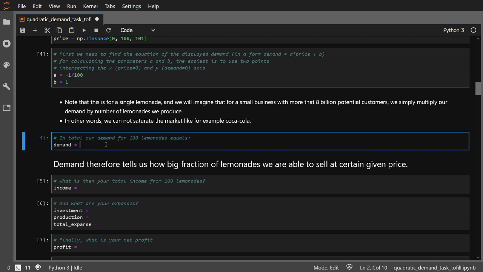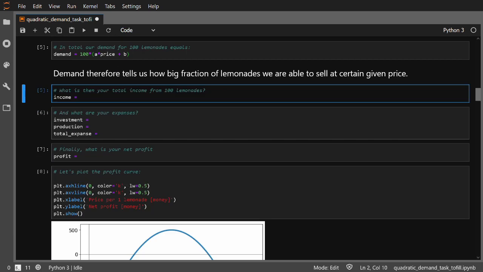So in total, our demand for 100 lemonades is going to be 100 times, and we have already translated demand for 1 lemonade into a linear equation, where we had A times price plus constant term B. So that is our demand. Now we are ready to calculate our income. Income depends on the price we are going to set for the lemonades and the fraction of lemonades we are going to sell, which is given by demand. So price times demand is our income.